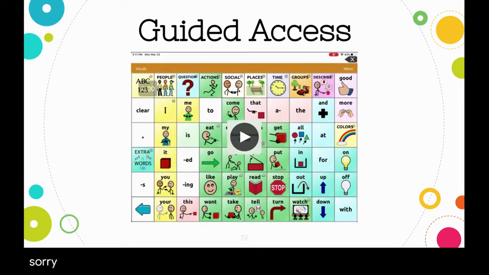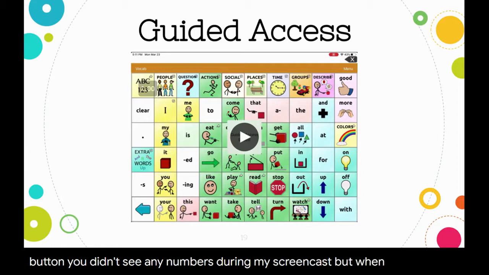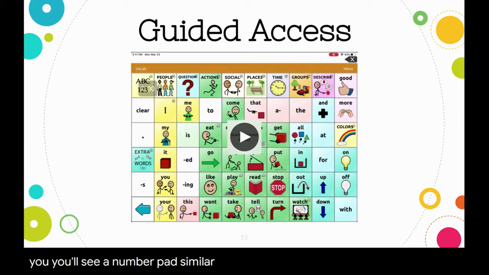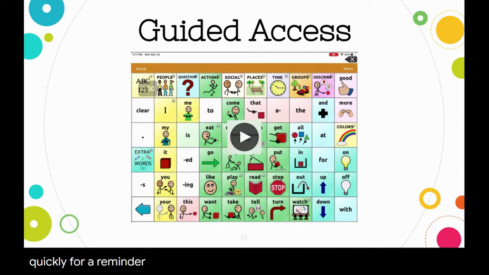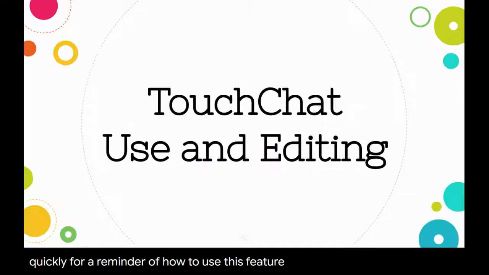As you saw there, the guided access prompt pops up after triple clicking on the home button. You didn't see any numbers during my screencast, but when it pops up for you, you'll see a number pad similar to a phone. This video is uploaded to the AT for D205 YouTube channel if you need to go there and just watch this video quickly for a reminder of how to use this feature.